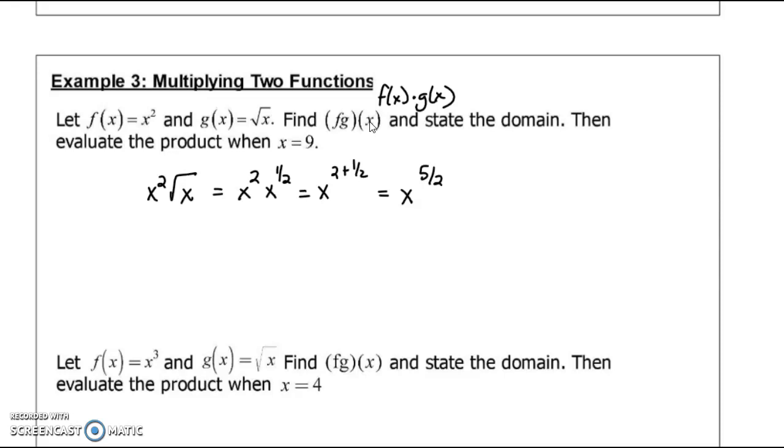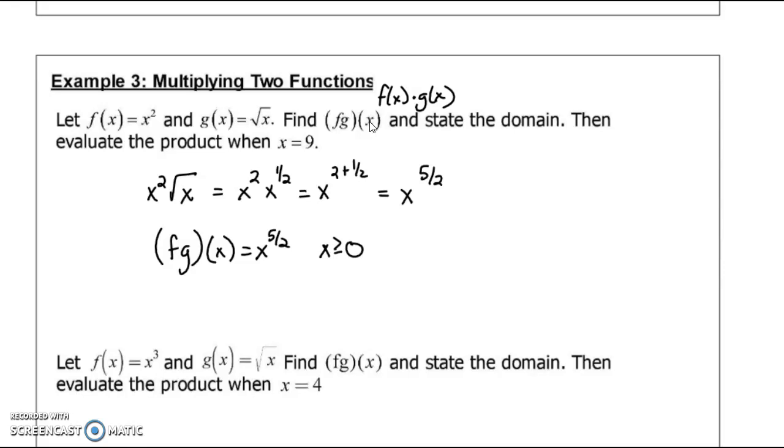Okay, so we can write it like that, or we can also write it as the square root of x to the 5th. So I'm going to go ahead and just leave it as we have it. So f times g of x equals x to the 5/2. Now remember, the domain that we're supposed to use is the domains of both f and g. It has to satisfy both. So x squared doesn't have any limitations on its domain, but the square root of x must be positive. So that means that we have to limit it as much as needed to make it work for both functions. So that means we have to have x greater than or equal to 0.